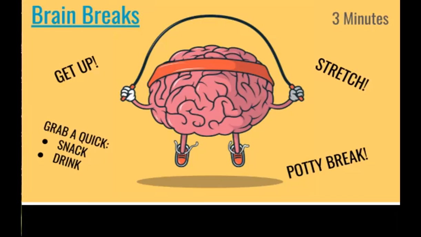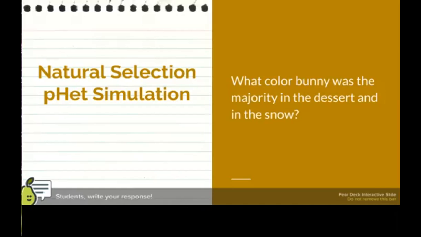Hopefully you're able to see a good example of natural selection here. So, Armand, is that working? Did he get in? Hopefully he joins us. So now we're back on the Pear Deck. What color bunny was the majority in the desert and in the snow? So it's a 2-part question here.